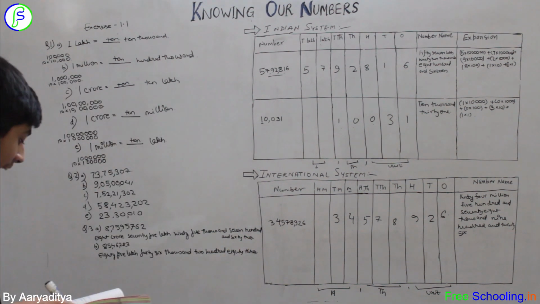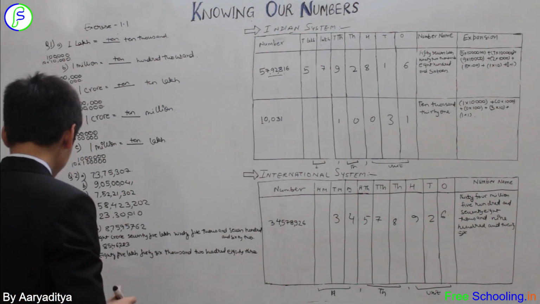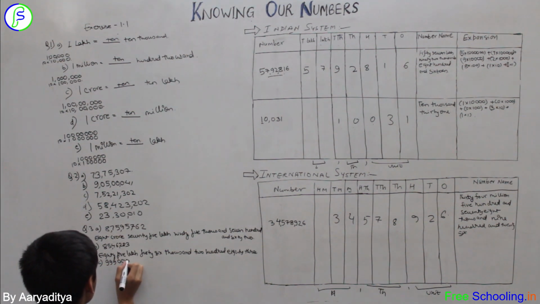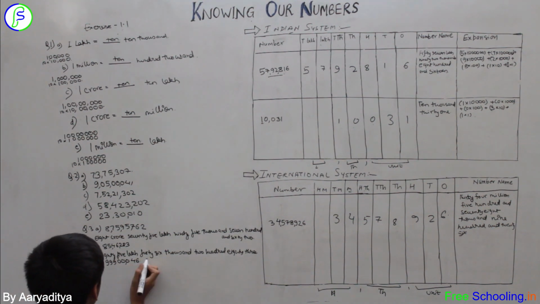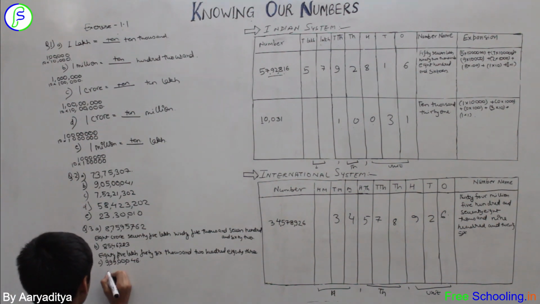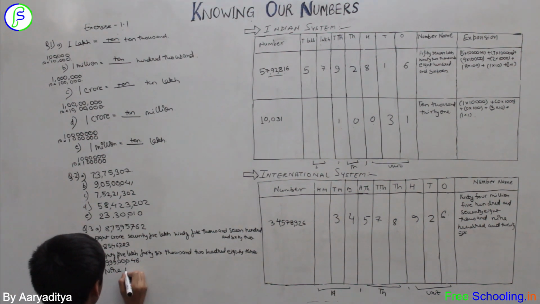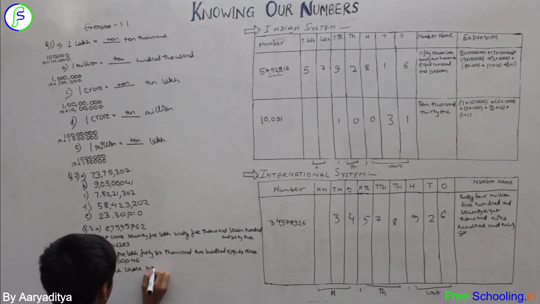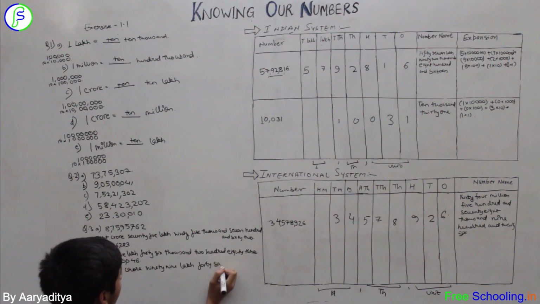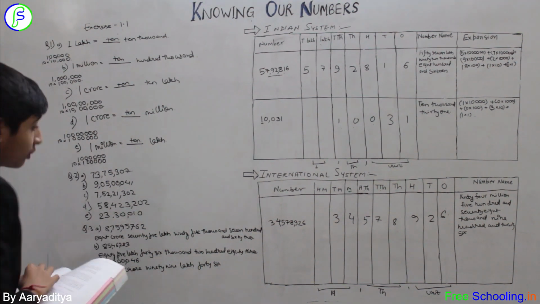Coming on to the C part, it says 99900046. Interesting question. So now let's insert commas after 3 digits from the right hand side, then 2, then 2. What we get is 9 crore 99 lakh and 46. So we would be writing it like 9 crore 99 lakh 46. Okay, so now let me just erase question number 1.